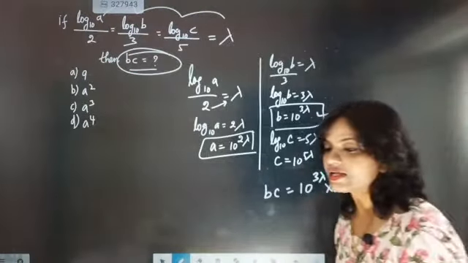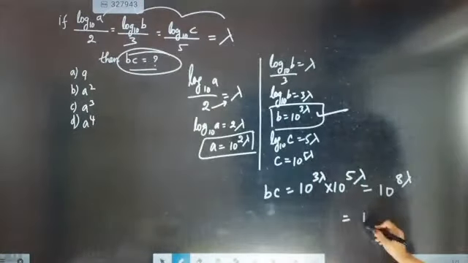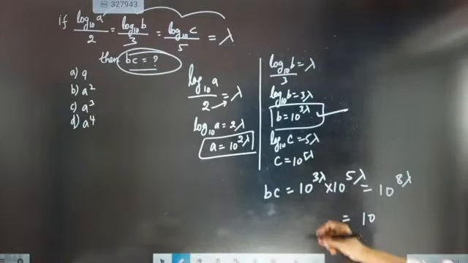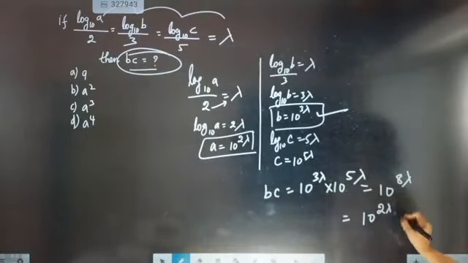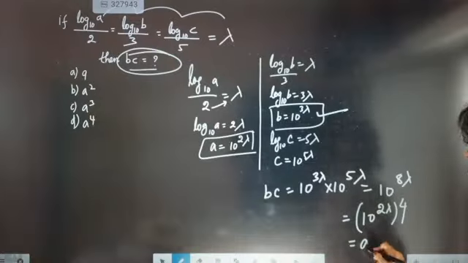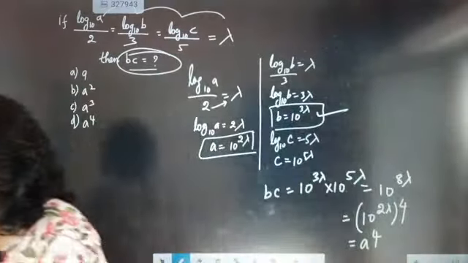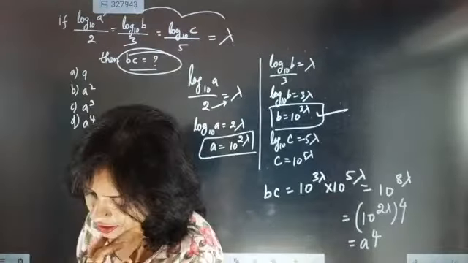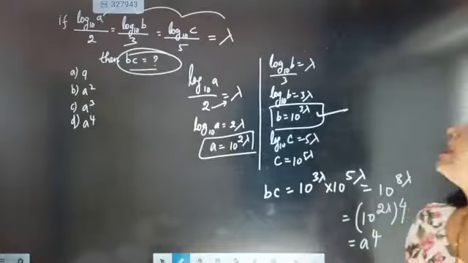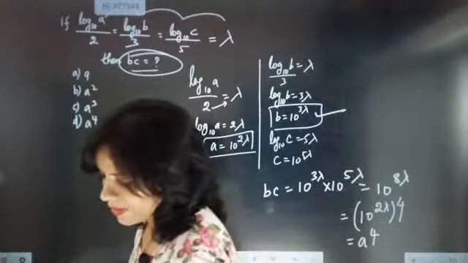Now when you are getting 10 to the power 8 lambda, I am going to take this out, because a is 10 to the power 2 lambda. Keeping 2 lambda outside, I am taking 4 out. So now this is nothing but a to the power 4 coming. A to the power 4 is which option? A to the power 4 is D.